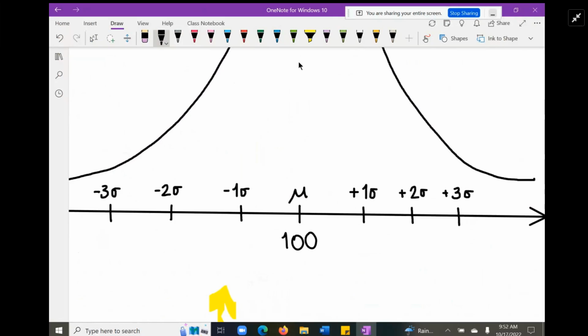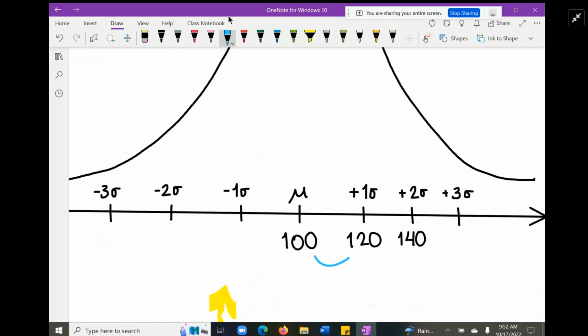And we're going to fill in the rest of this axis by simply adding 20 and subtracting 20 from the mean. So when we add 20 one time, we get 120 at +1 standard deviation. And notice I'm using the Greek symbol sigma, which tends to be used for population standard deviation. I'm going to assume this is a population set of information. All right, when we add another 20, that takes us to 2 standard deviations, right?